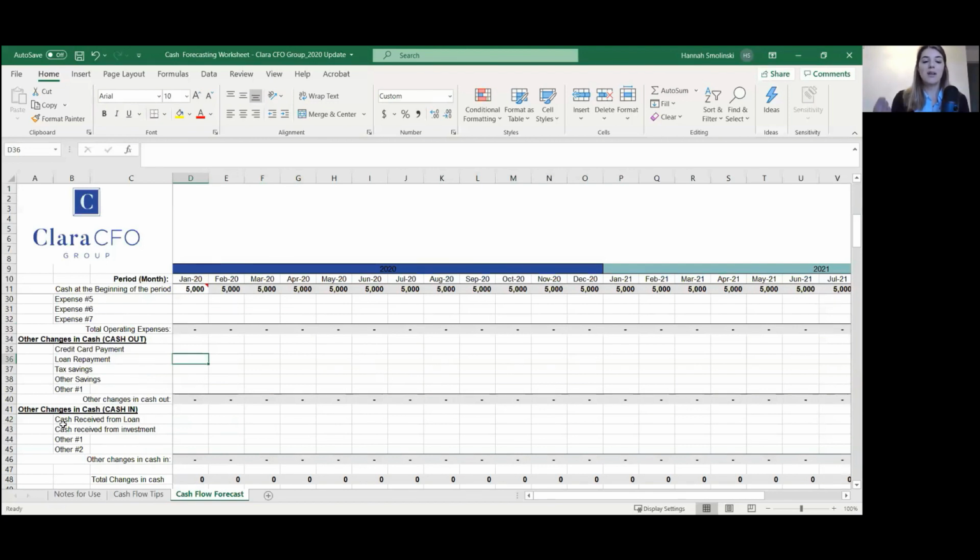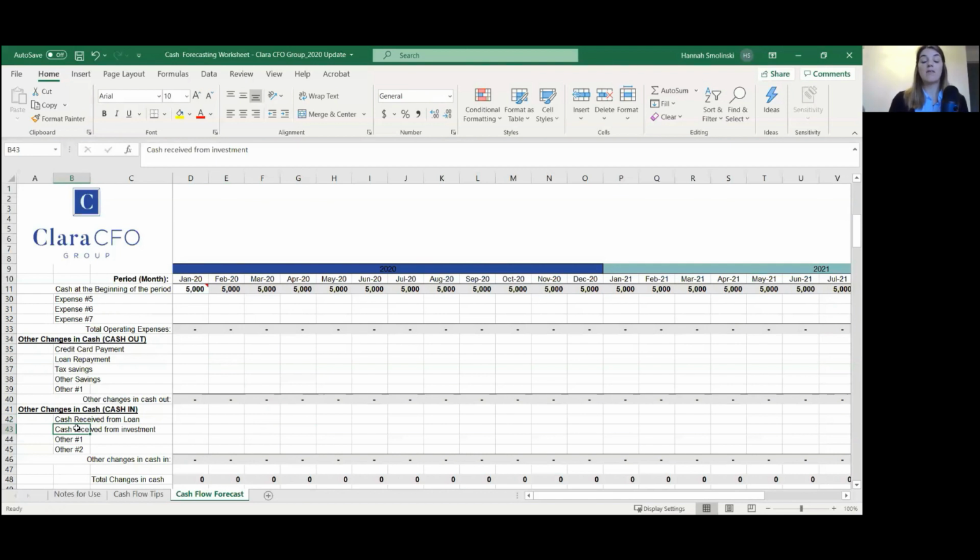And then there's sometimes other ways that you get cash into the business. So maybe you've applied for a loan and you get $50,000 and it comes into your account. Well, you need to be able to see that. Maybe that happens in April. So we want to make sure that we get a $50,000 cash recorded in April, okay? And we'll walk through how to do this.